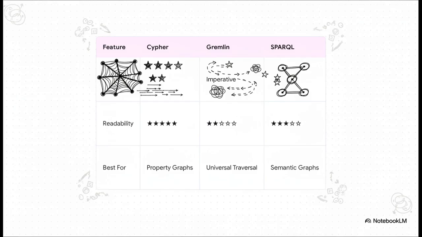Then you've got Gremlin. It's imperative, which means you have to give it those turn-by-turn directions. It's super flexible, but way harder to read and write. And then there's SPARQL, which is more of a specialized tool for something called the semantic web. For most of the graph problems that people are trying to solve today, Cypher just hits that perfect sweet spot between power and ease of use.